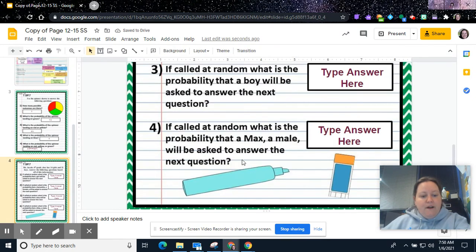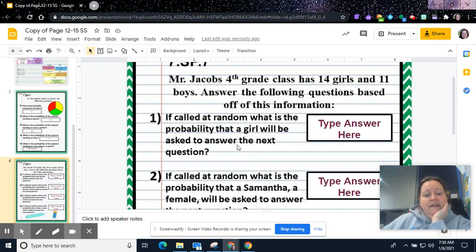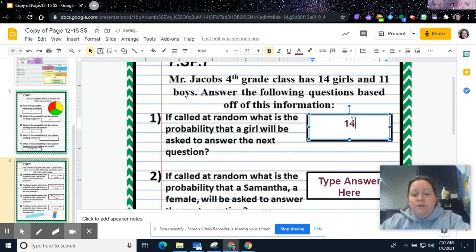And finally, our last page, page 15. Mr. Jacobs' 4th grade class has 14 girls and 11 boys. Answer these questions based on the information. If called at random, what's the probability that a girl will be asked to answer the next question? So how many give you what you want? There are 14 girls in the class. And then how many total? Well, 14 plus 11 says that there are 25 kids in that class. So therefore, the probability that a girl would be called would be 14 out of 25.